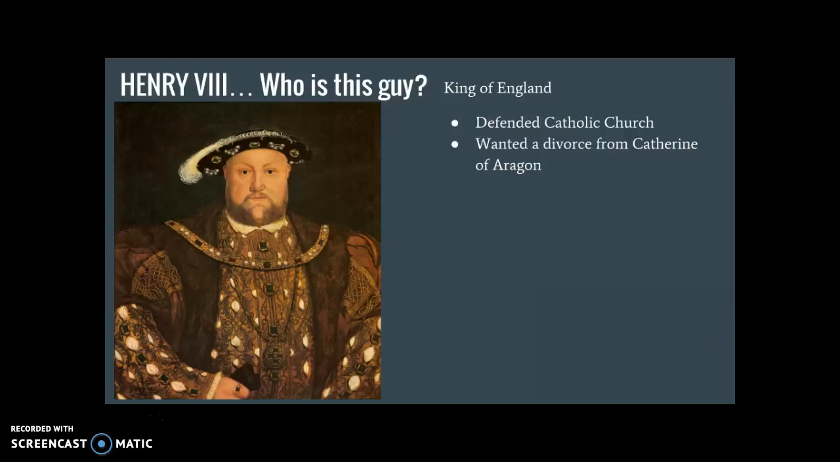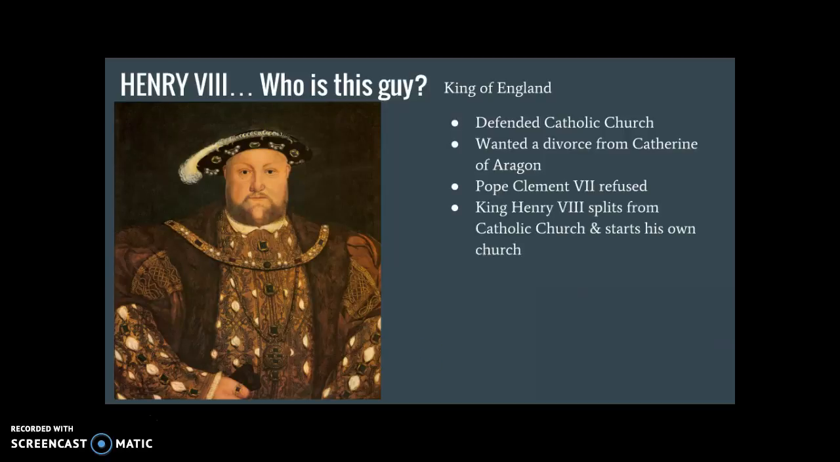Well, the Catholic Church strongly disapproved of the divorce, and Pope Clement VII actually refused. He said, there's no way that you're going to get this divorce. So Henry VIII decides that he's going to split with the Catholic Church, and he's going to start his own church. This is going to happen in 1533. And when he splits, he calls it the Church of England. Very original name. It's also known as the Anglican Church.